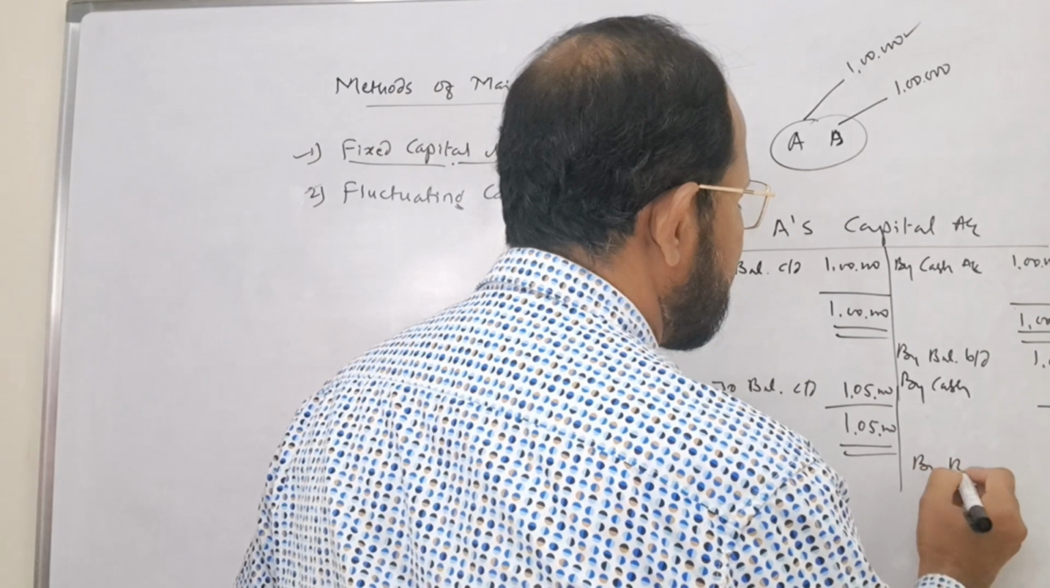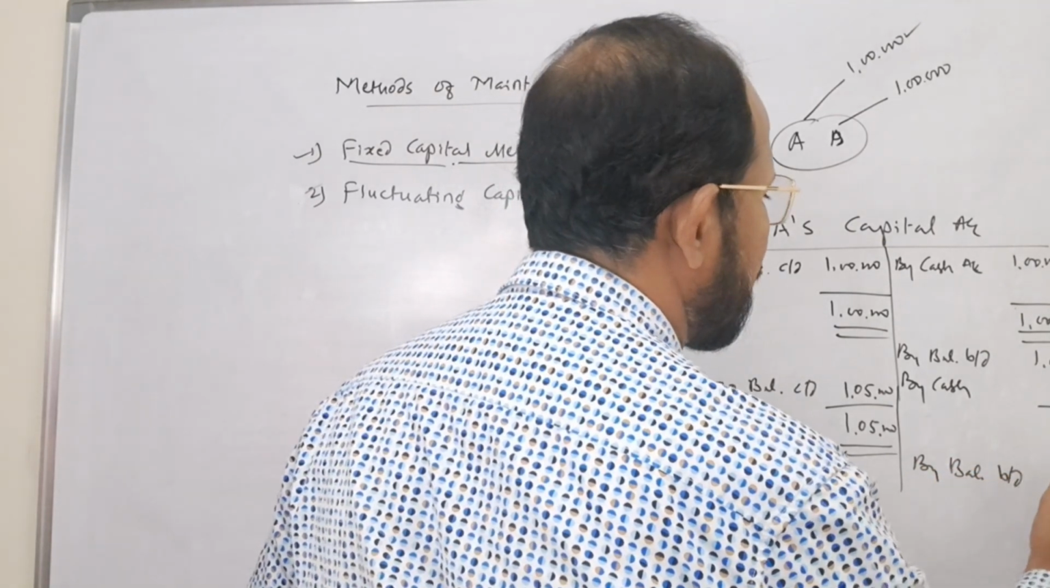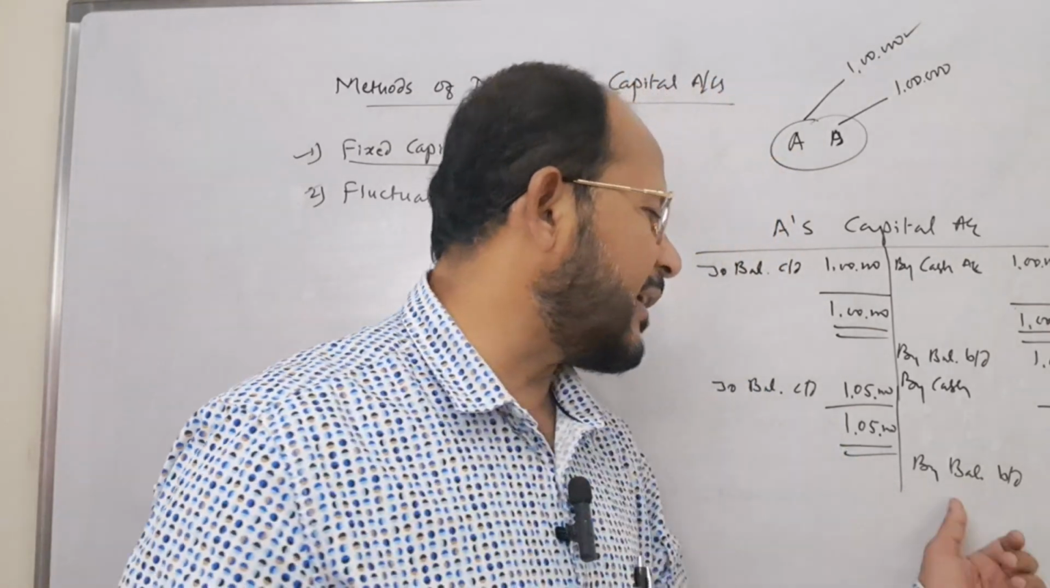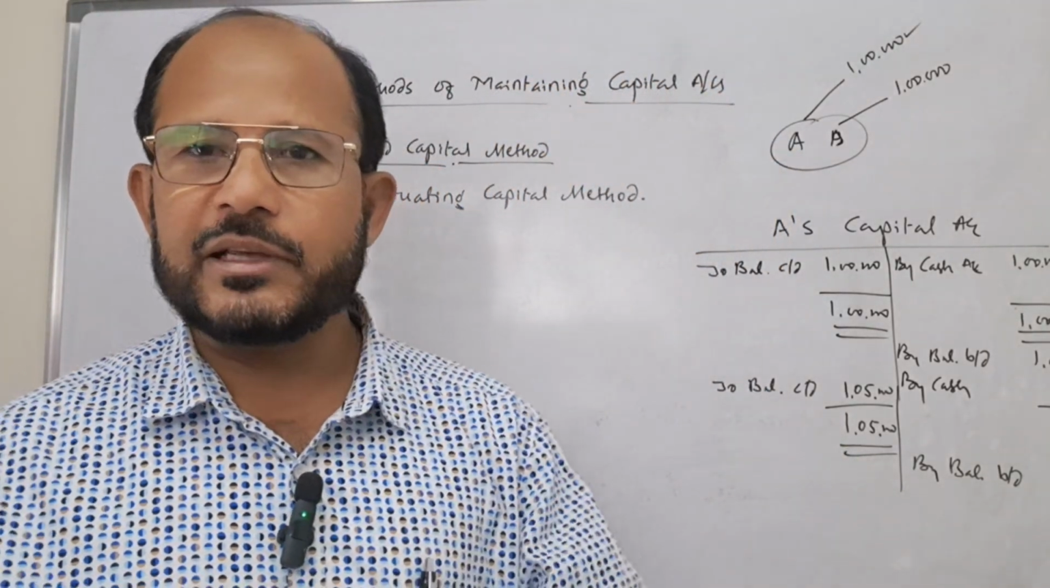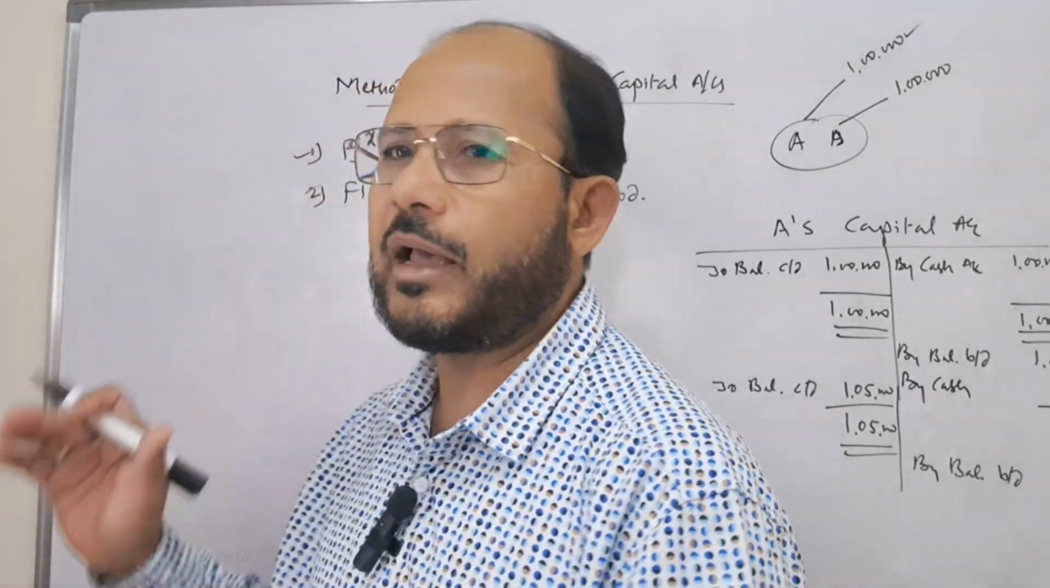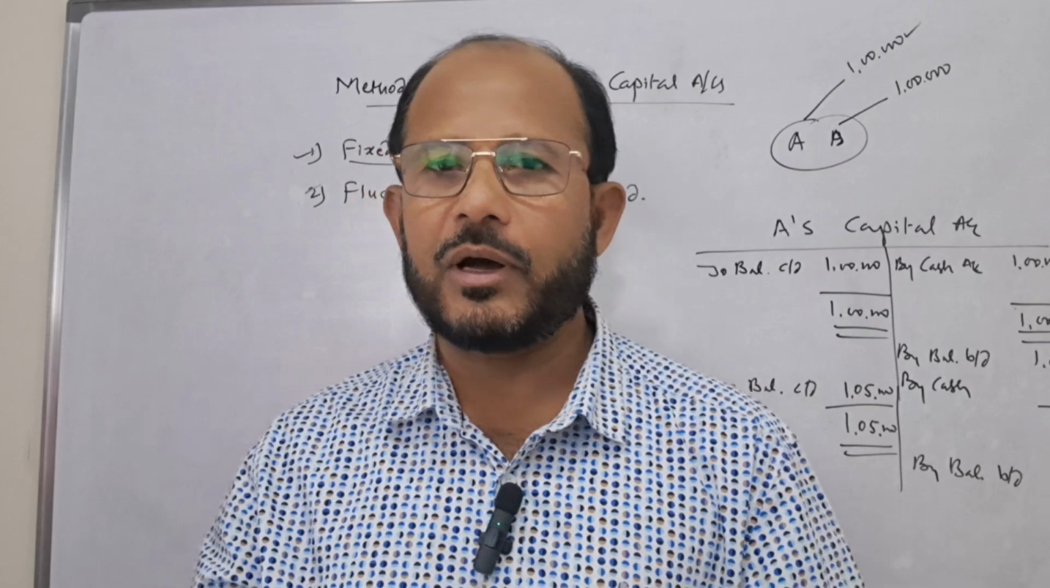Next year, again, the same balance will be there. Balance brought down rupees 1,05,000. In case he doesn't introduce additional capital, his capital balance remains the same for all the years. Therefore, this method is called the fixed capital method of accounting.